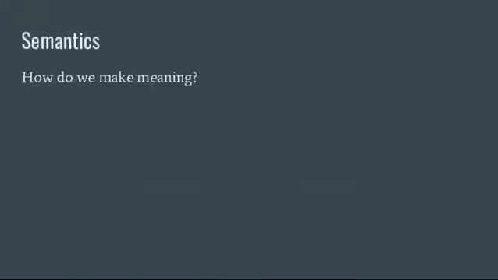So semantics deals with meaning. And the question is, how do we make meaning? That has been a question of philosophy for a long time, and so a lot of traditional semantics came out of philosophy. How do we make meaning? How do words mean what they do? How do we understand words? What is it about words that allows us to communicate ideas and understand each other?